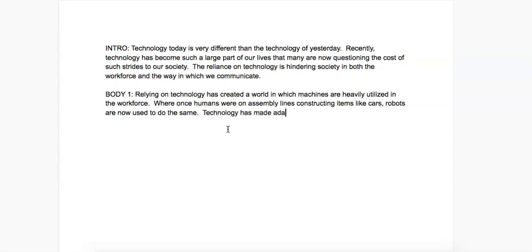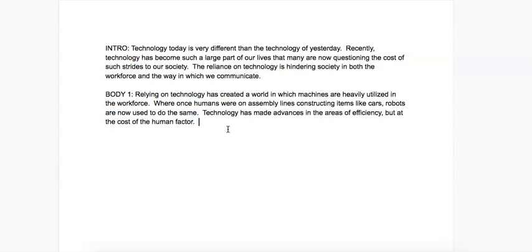Technology has made advances. So this is when we're going to introduce our counter argument. So technology has made advances in the areas of efficiency, but at the cost of the human factor. So because we bring in the human factor and that technology has made advances in efficiency, we want to explain that a little bit further.